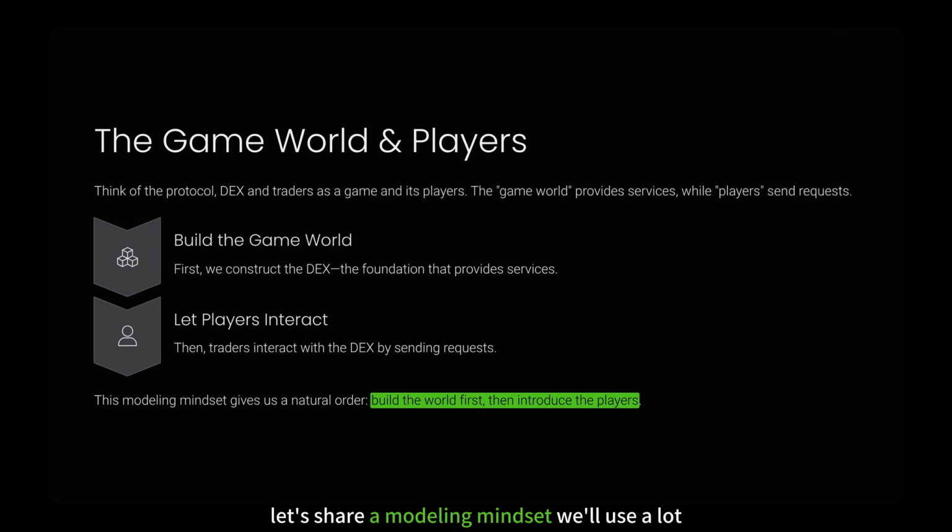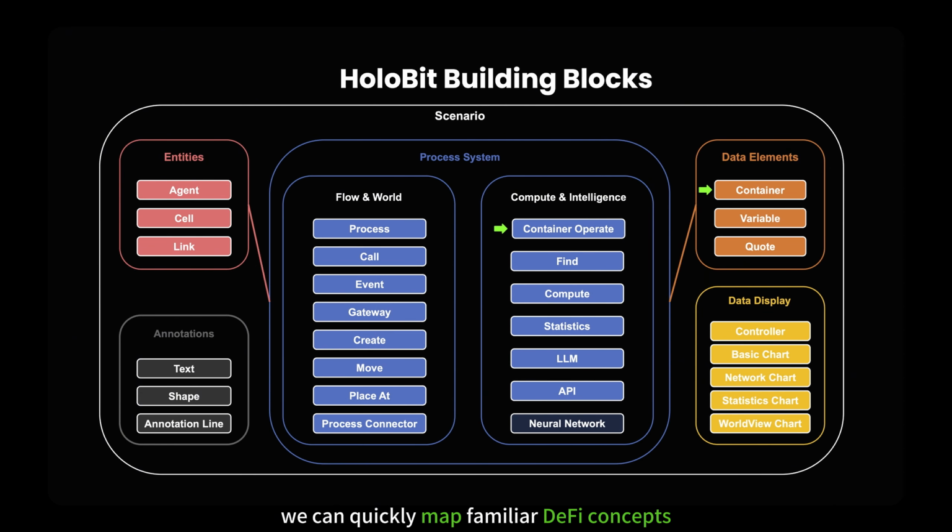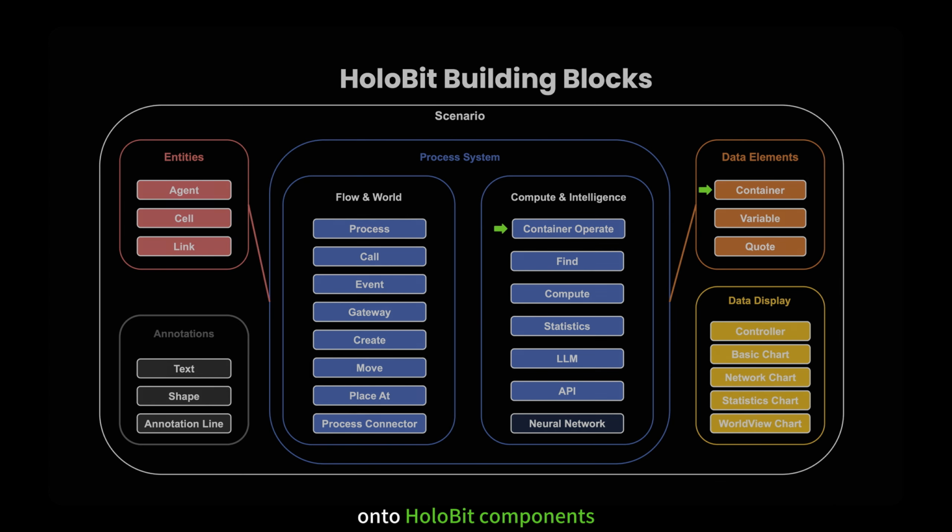Before we start building, let's share a modeling mindset we'll use a lot. You can think of the protocol, the DEX, and the traders as a game and its players. In this analogy, the game world provides services, and the players send requests. That also gives us a natural modeling order. First, we build the game world, the DEX, and only then do we let the players, the traders, interact with it. Based on this idea, we can quickly map familiar DeFi concepts onto HoloBit components.